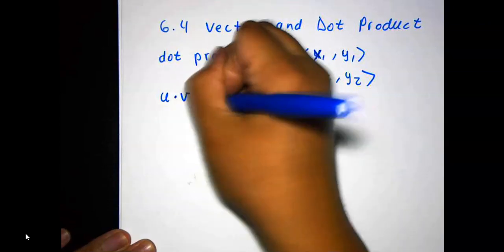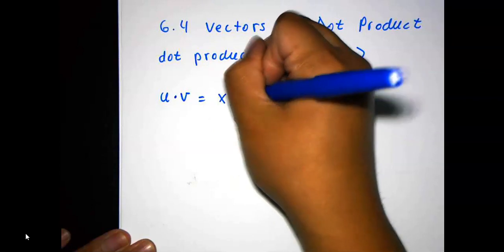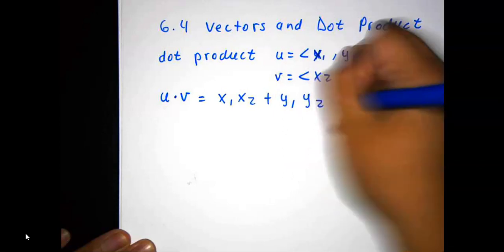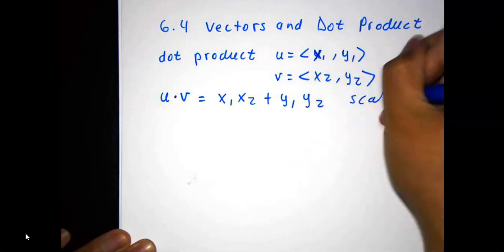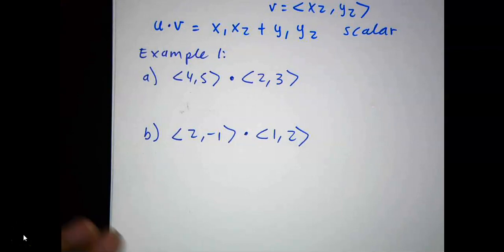What is it that we're doing? We're going to multiply x1 times x2 plus y1 times y2, and we're going to get a number. The answer is not a vector. The answer is a number, a scalar.